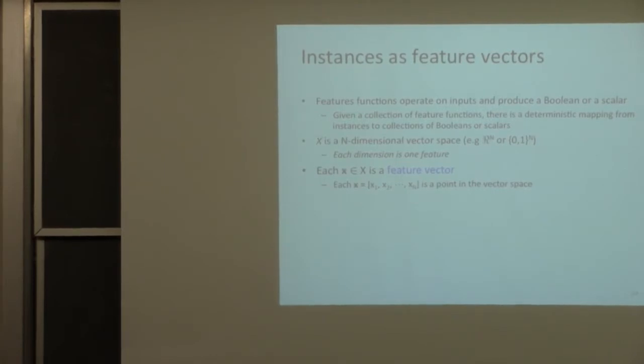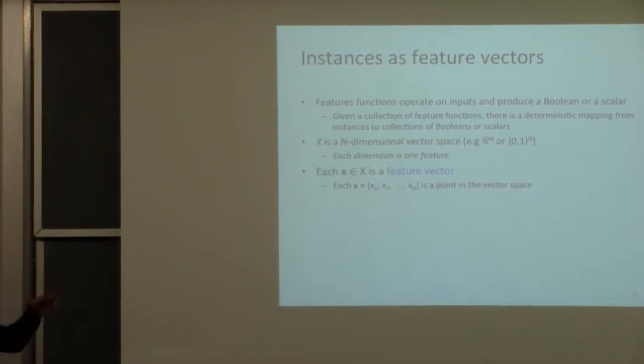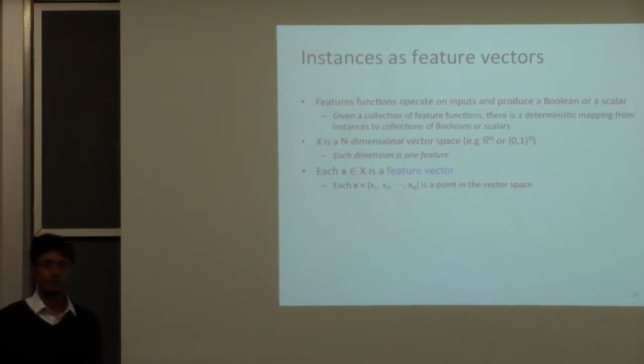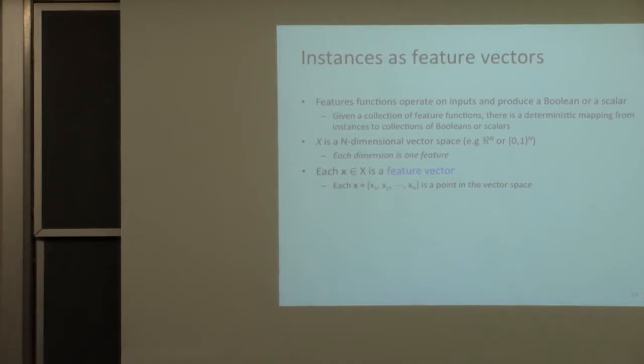But remember, these are functions. Each of them takes an input and produces a boolean or a scalar. When you stack them all up, you get a vector of booleans or scalars. Right? And that's what we call the feature vector. A feature function is simply a template that can be used to produce a feature vector. And every dimension in the feature vector is called a feature.